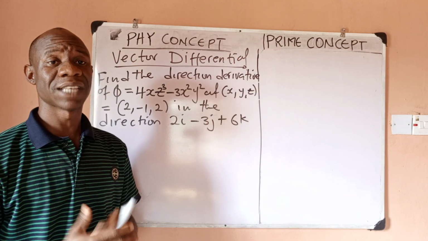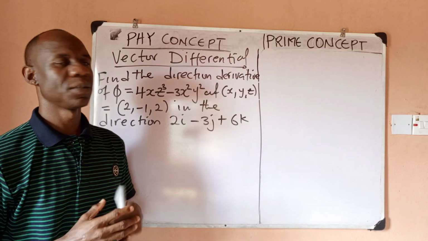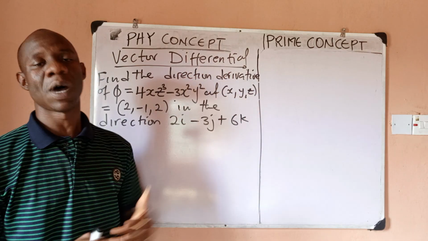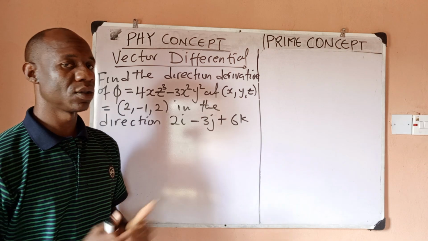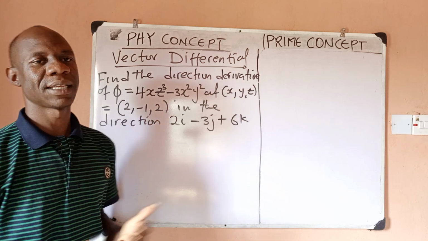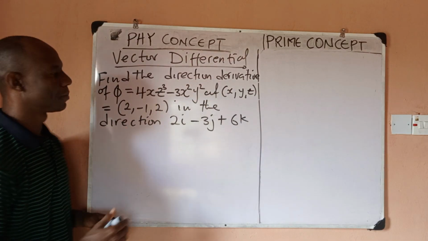Some of these questions are exam questions for some universities, which is very important in your physics 101, say SUMAS, say ESUT, UNN, and so on, UNIZIK. So this is like your CA test problem. So let's see how to solve them.